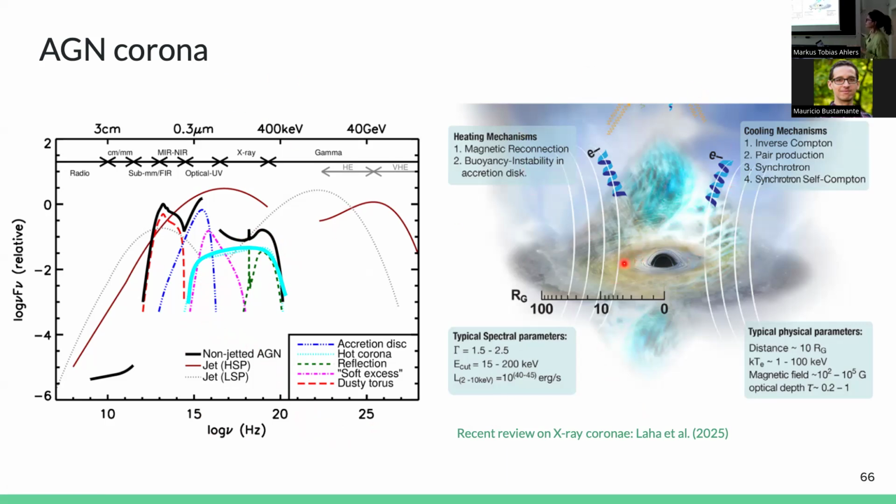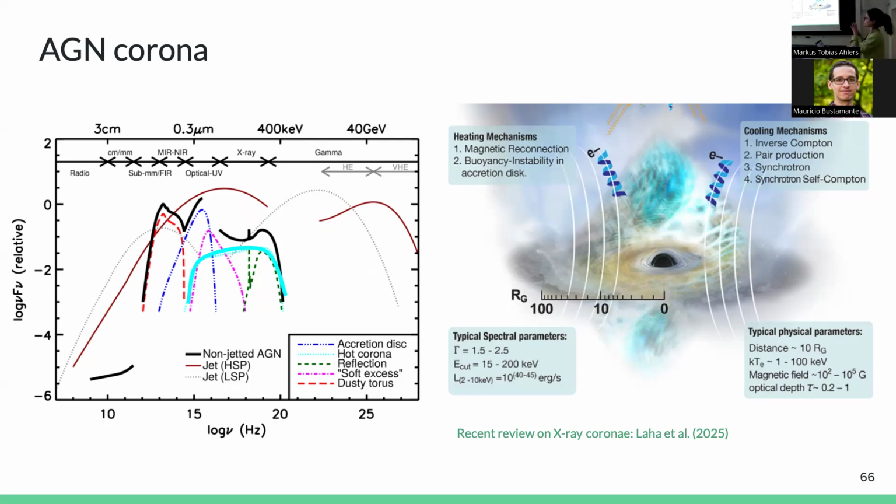Artistic sketch here. Again, this X-ray emission and the presence of the corona in AGN was discovered in the late 80s, and the first models about what is a corona of an AGN were proposed in the 90s. But still, there are many, many open questions. For example, what energizes the electrons in the vicinity of the black hole? How are these electrons accelerated and heated?